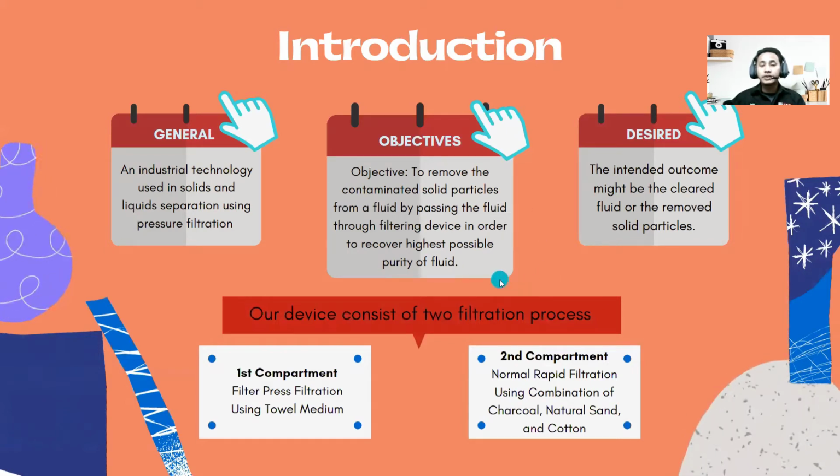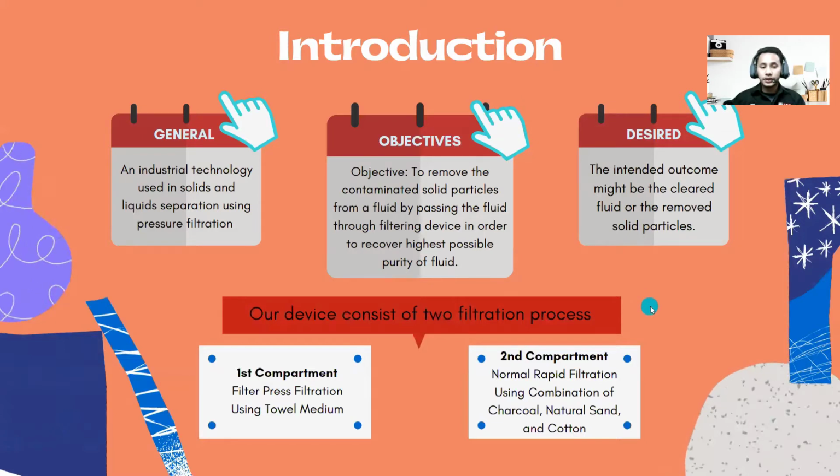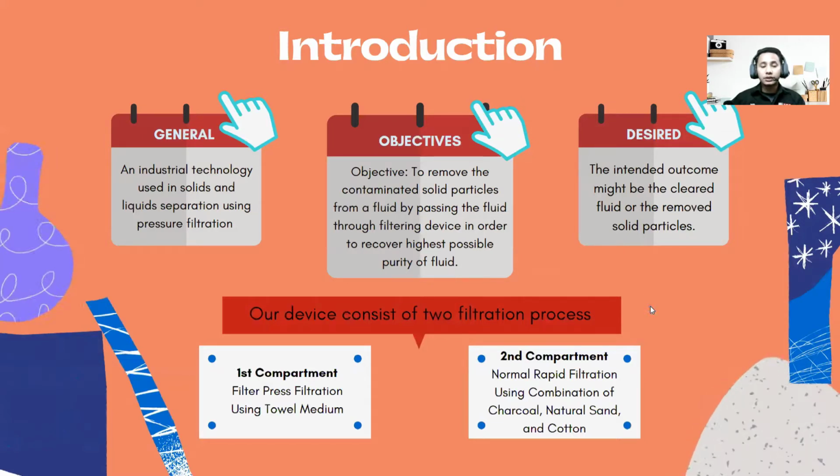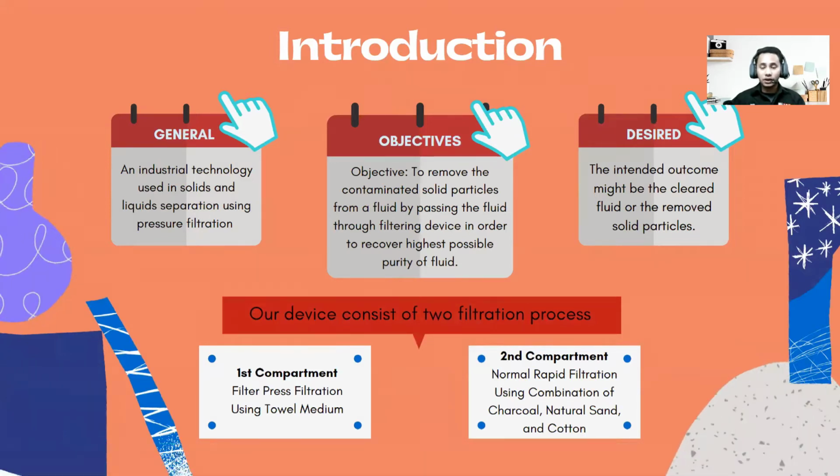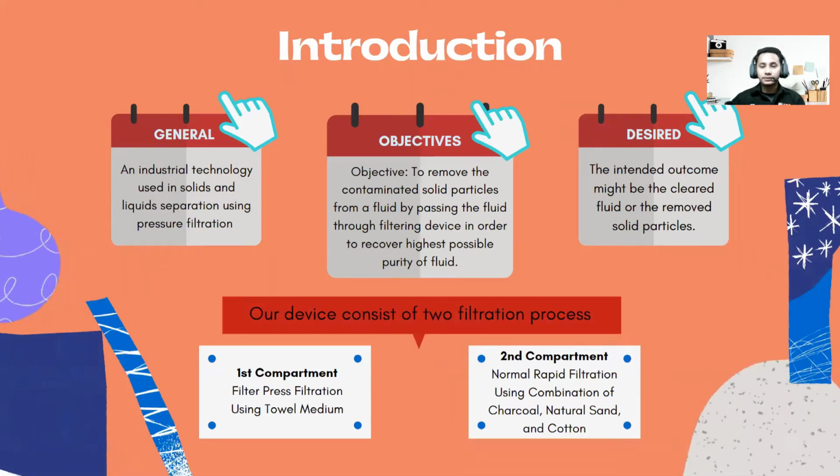Our device consists of 2 filtration processes. The first compartment consists of filter press filtration using a towel as a medium, and the second compartment is a normal rapid filtration using a combination of charcoal, natural sand, and cotton.